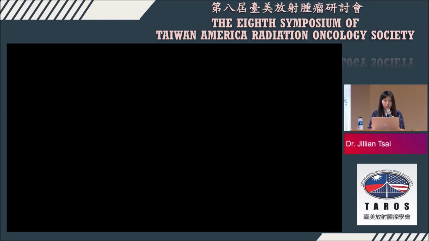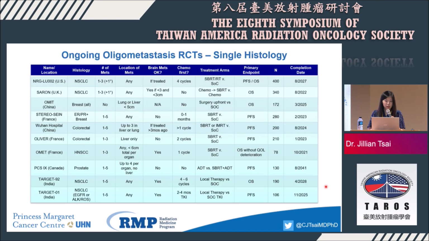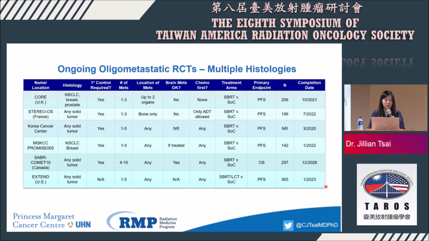Interestingly, a lot of these breast cancer patients actually developed new disease, new sites of metastases that were not previously detected when they had the progression. So there are several ongoing oligometastatic disease randomized clinical trials with single histology or mixed histologies. We're waiting for more data to come out, and I'll talk about the implication of some negative trials later.